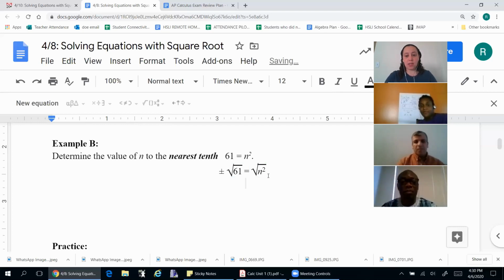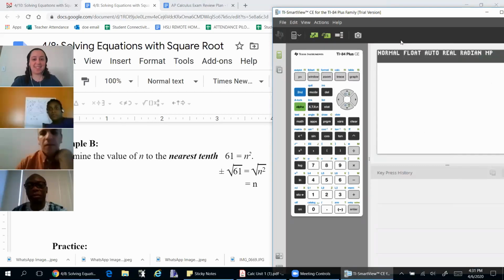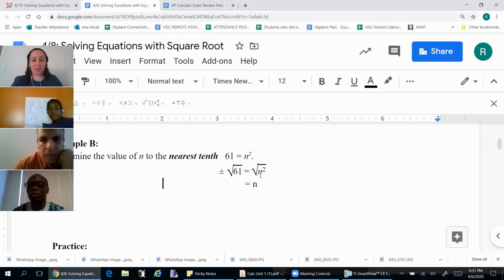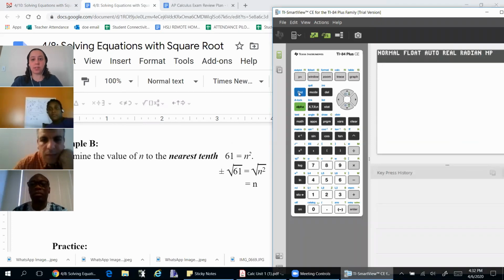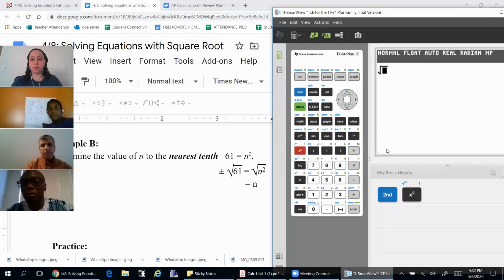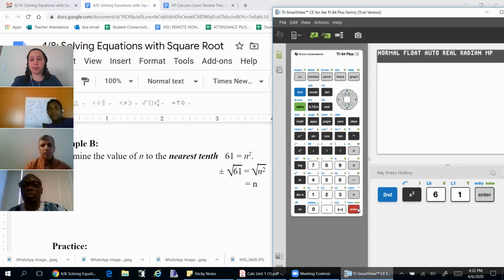On this side, if I do the square root of n squared, they'll cancel and I'll just have n. On the other side, I'm not quite sure what this is. I can't think of a number that if I multiply by itself will be 61. Can you? No. We need a calculator. Okay, let me get my calculator. So I have the square root of 61. To put in the square root, I'm going to press second, x squared. That gives me the square root. Then I put in 61 and press enter.